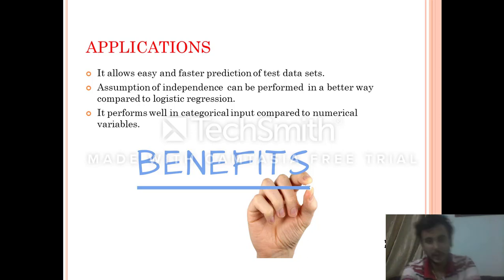and it performs well in categorical input compared to numerical variables. Categorical input means those inputs having names, such as the color of a ball, red, black, blue, or the name of an animal, etc. So it is known to perform well in categorical input, as it is easy to understand.